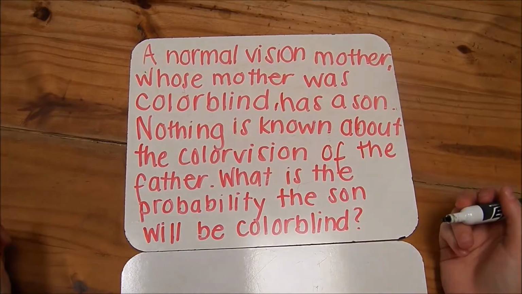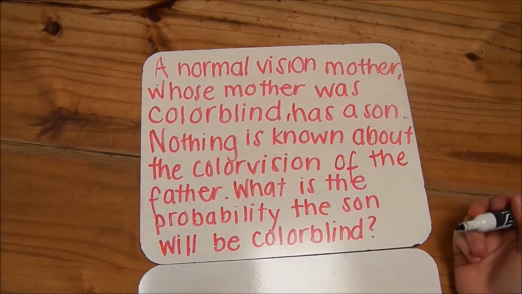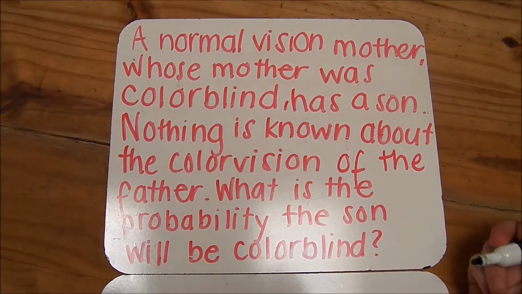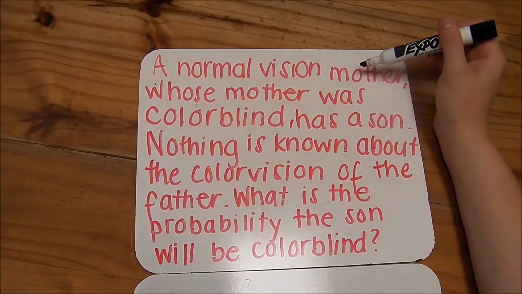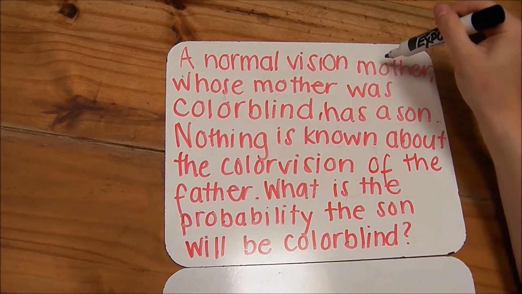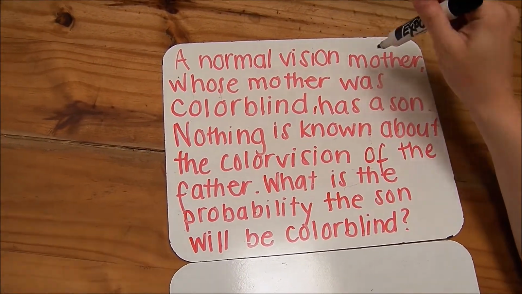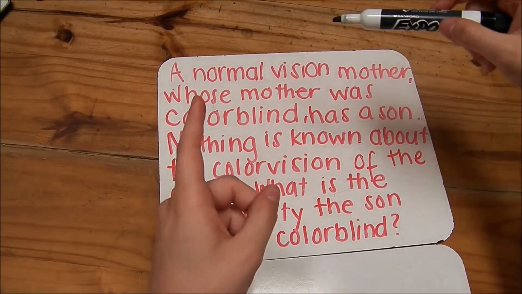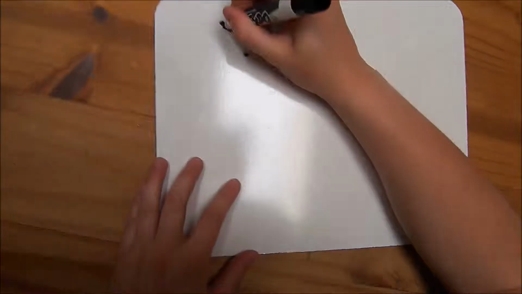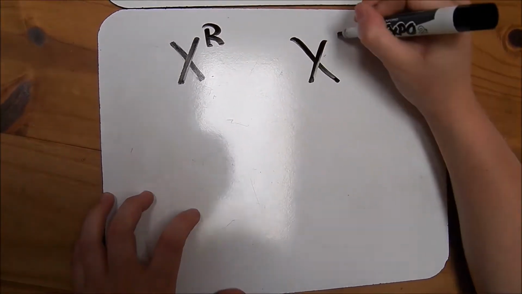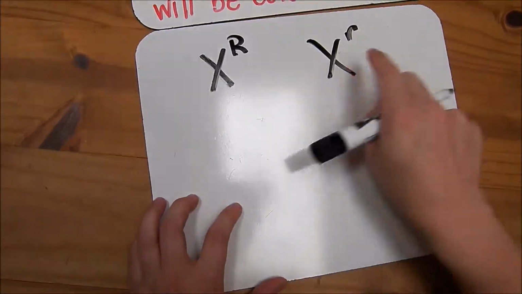A normal vision mother whose mother was colorblind has a son. Nothing is known about the color vision of the father. What is the probability the son will be colorblind? So because the mother's mother, the son's grandmother, was colorblind, the son's mother will be a carrier, because a female child will get an X from mom and an X from dad. So the mother's genotype will be X big R, X little r. So she's still normal vision, but she's a carrier.